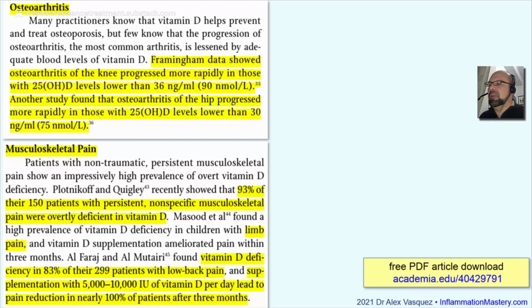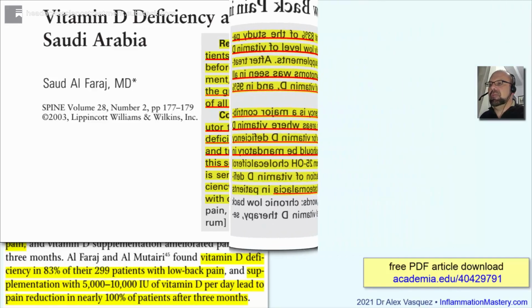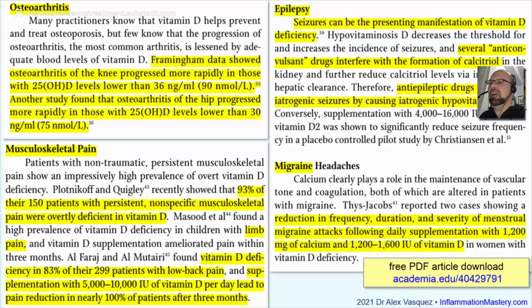Another study in Saudi Arabia found vitamin D deficiency in 83% of almost 300 patients with chronic low back pain, and after supplementation with vitamin D, the back pain was alleviated in nearly 100% of those patients after 3 months of treatment. Earlier, I mentioned seizures and epilepsy. Seizures can be the presenting manifestation of vitamin D deficiency. Also, migraine headaches are made worse within a clinical context of vitamin D deficiency.